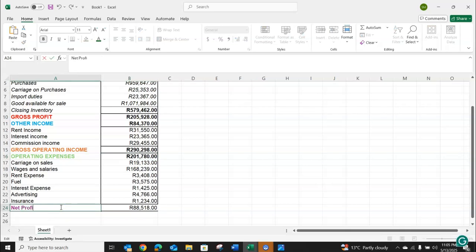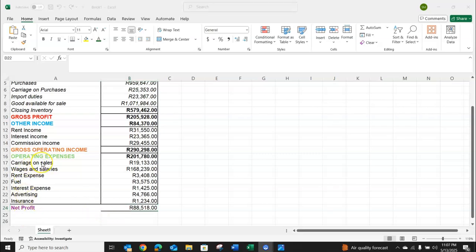because our income is greater than our expenses. But had it been the other way around, we would have had a net loss and not a net profit, right? So in essence, this is how our income statement looks, and I do believe that we covered almost everything that is pertinent to the income statement.